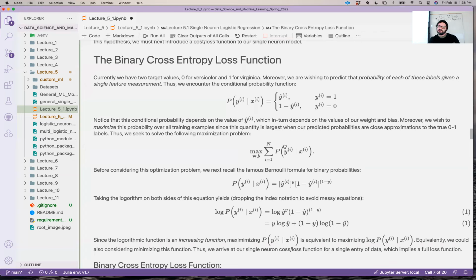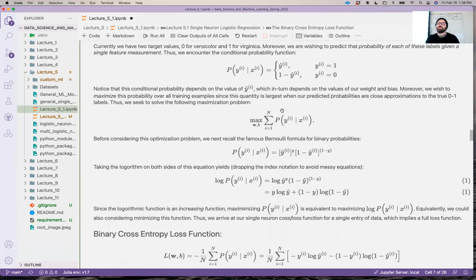Because if we find the best possible W and B, that means that we're always close. So that's what we want to do. We want to maximize this, and this probability depends on the choice of W and B at hand.